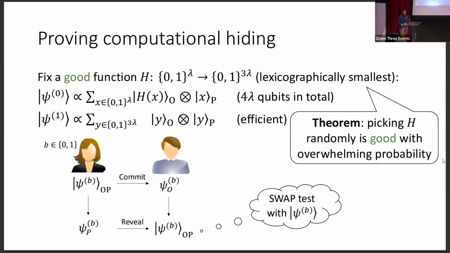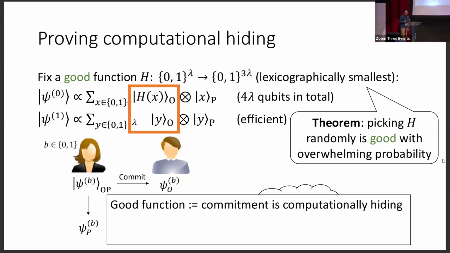The more interesting case is the computational hiding, and I'm not going to talk about statistical binding. To prove computational hiding, we are going to look at the receiver's view after the commitment phase. If you are committing to 0, then the receiver's view is essentially a uniform image of this function h. But if you are committing to a 1, then you are essentially getting a completely uniformly random 3 lambda bit string. The nice thing about this is that it's a completely classical input that we are trying to prove the hardness for.